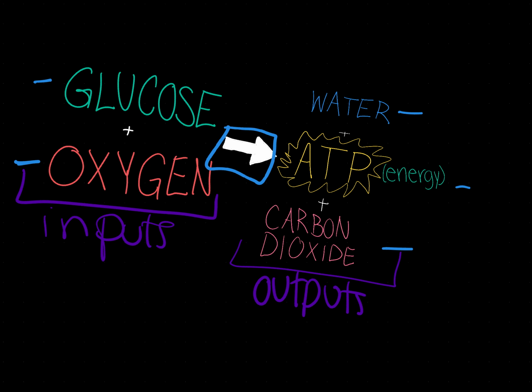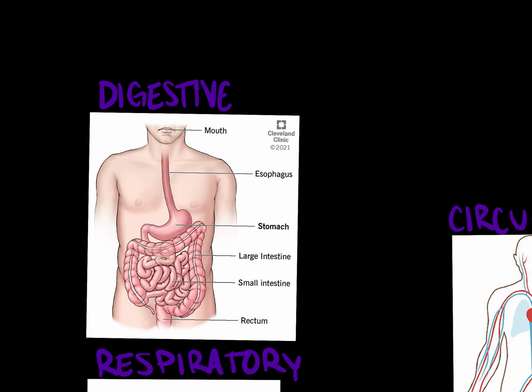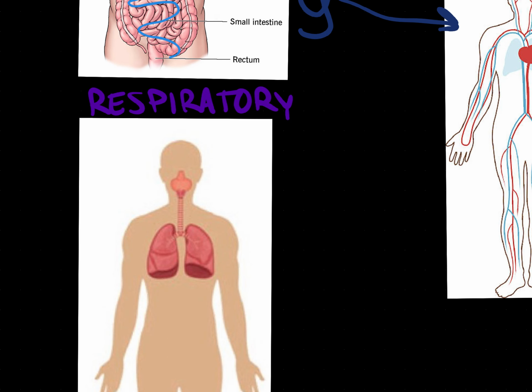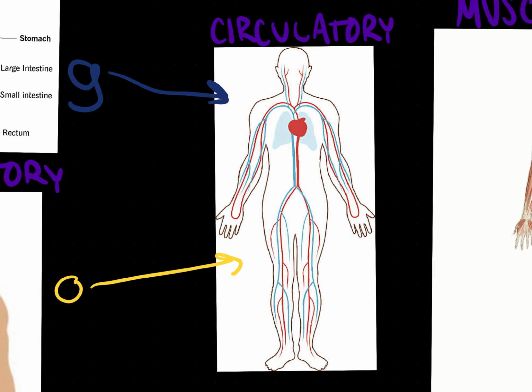So glucose and oxygen. We get glucose from the digestive system. We eat our food, it comes in our body, and in our digestive system, it's broken down into glucose. And our oxygen comes from our respiratory system. So we breathe in oxygen, it goes into our lungs, and that oxygen is transferred into our circulatory system. So our glucose and oxygen go into our circulatory system.